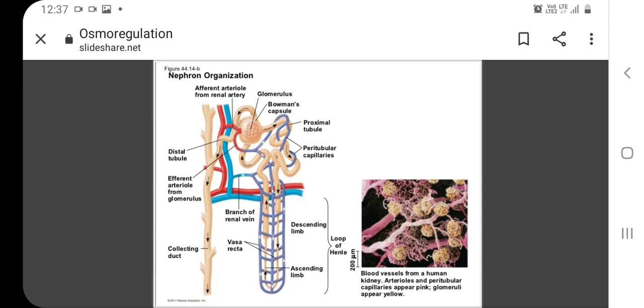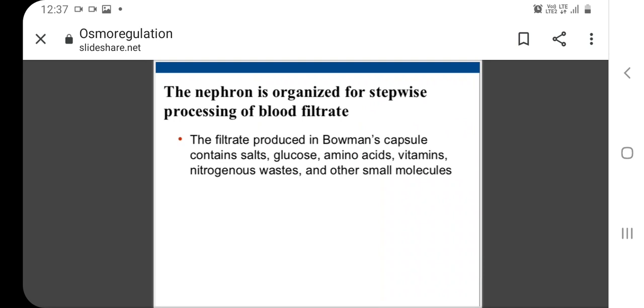It is a typical nephron organization, and as already mentioned, the kidney of the vertebrates functions both as the excretory organ, eliminating the nitrogenous waste in the form of urea, as well as the osmoregulatory organ. The nephron is organized for stepwise processing of blood filtrate.